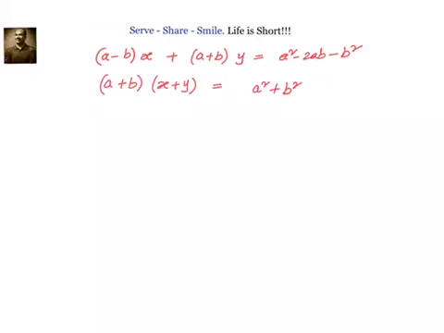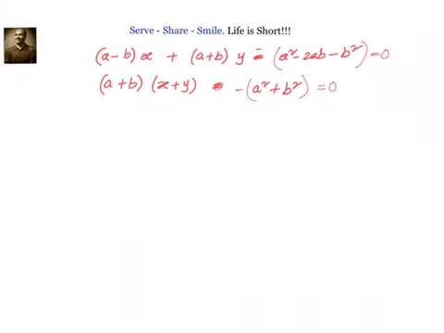First, we will move them to the left hand side. So I will write down, this is equal to minus of a square minus 2ab minus b square equal to 0. Similarly, minus of a square plus b square equal to 0. Now let's write down what is our a1, b1, c1.